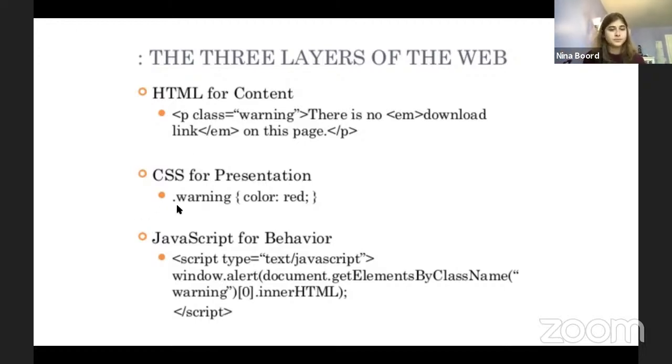For example, CSS for presentation. Here, the class is warning. And then here, this dot indicates that everything with a class of warning should turn the color red. So this small snippet of code would just turn this HTML snippet of text red. And then finally, JavaScript for behavior.